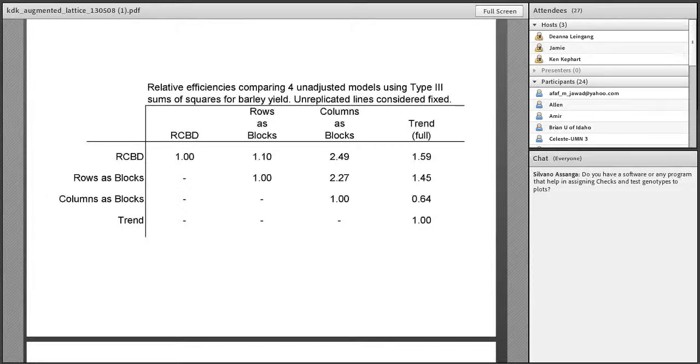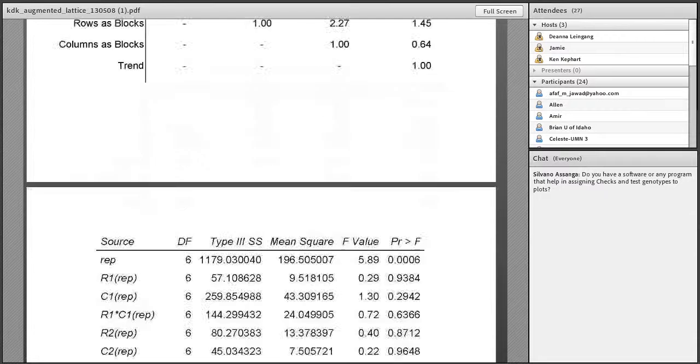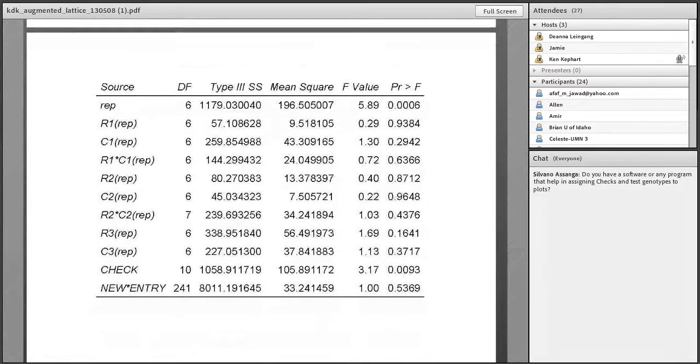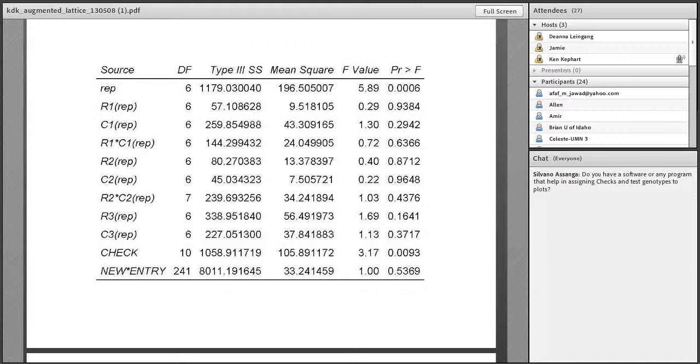In the case of a lattice design, we have some options here, and in this particular case, I'm going to be analyzing this as a randomized complete block design. So I'm really only including rep in the random statements. Because of the symmetry we have with the pairing of the checks, as indicated by Federer, I have a choice here. I can analyze the data with rows as incomplete blocks, and that's what this statement will do. I can analyze it with columns as incomplete blocks, and that is what this statement will do.